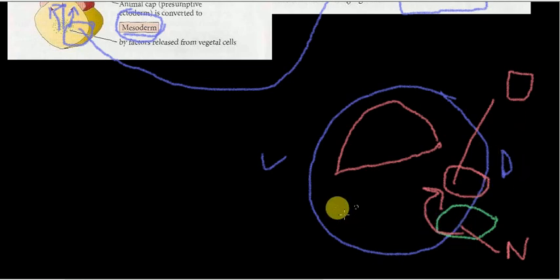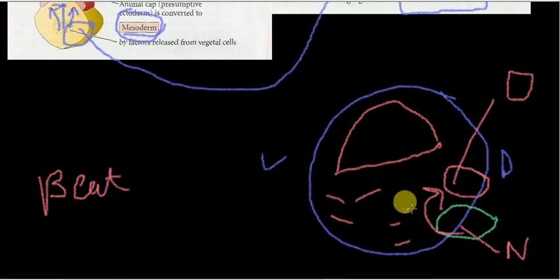Okay, so beta-catenin messenger RNA. So beta-catenin is a secreted molecule. Beta-catenin messenger RNA is located throughout the embryo, but beta-catenin protein is only present in this dorsal side. So this beta-catenin is localized at the dorsal side. It is not present in the ventral side.